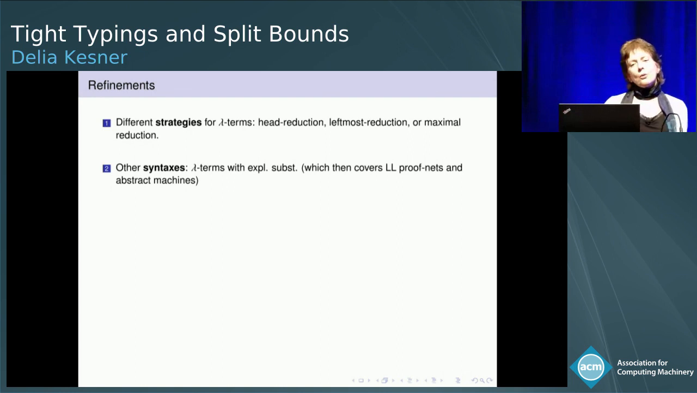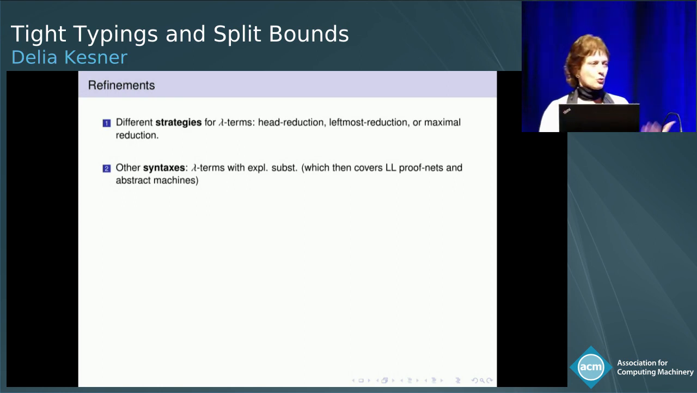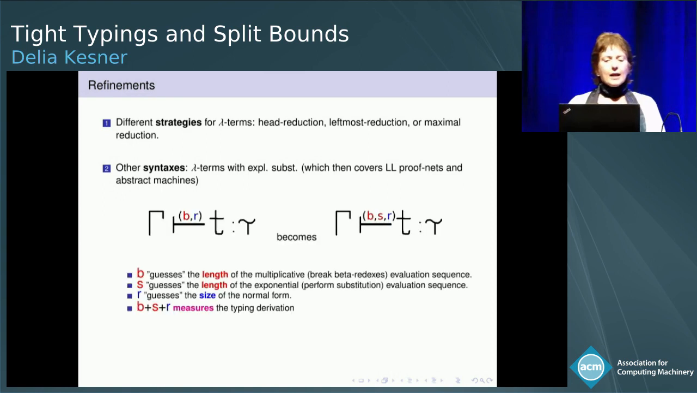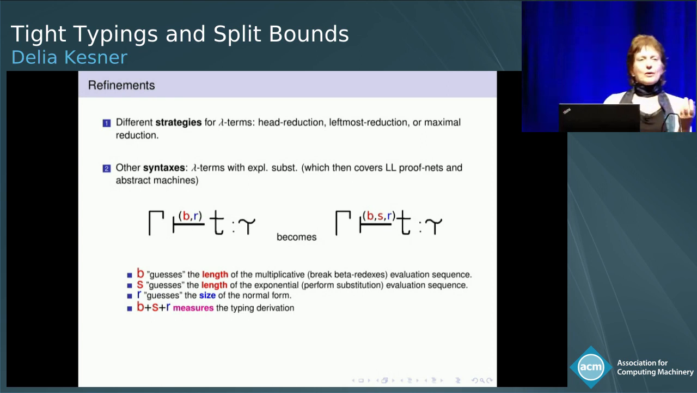And we have also investigated this kind of technique by considering terms other than lambda terms. In particular, we consider terms with explicit substitutions. These terms are interesting because on one hand, they are used, for example, to specify abstract machines. They can also be used to encode some logical objects like proof nets. And when you use other syntaxes, of course, you need to change the notion of counters.